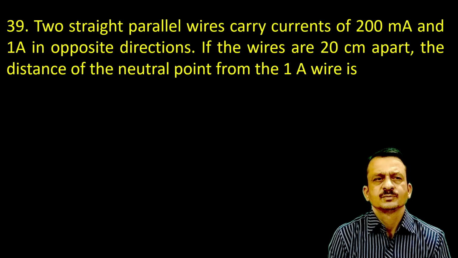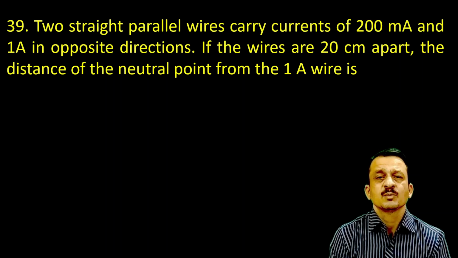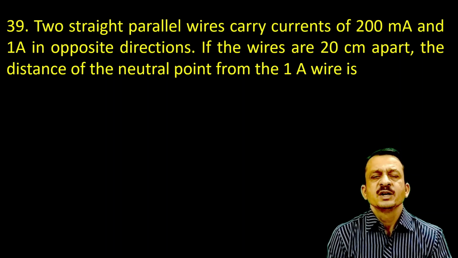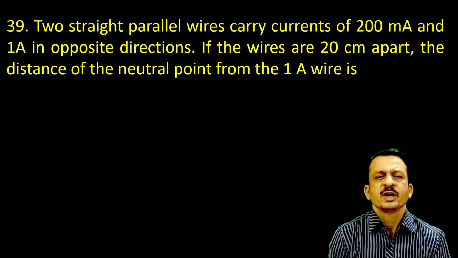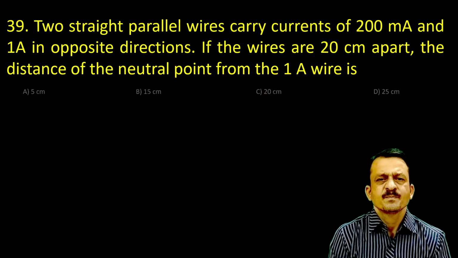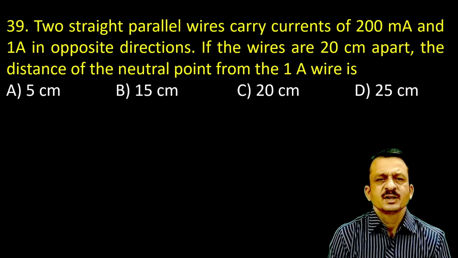Two straight parallel wires carry currents of 200 milliamps and 1 amp in opposite directions. They are carrying the currents in opposite direction here. Okay. If the wires are 20 centimeter apart, the distance of the neutral point from the 1 ampere wire is: options A 5 centimeter, B 15 centimeter, C 20 centimeter and D 25 centimeter.